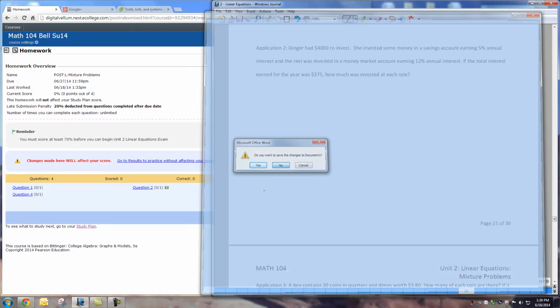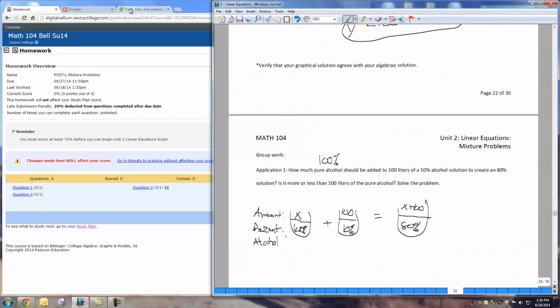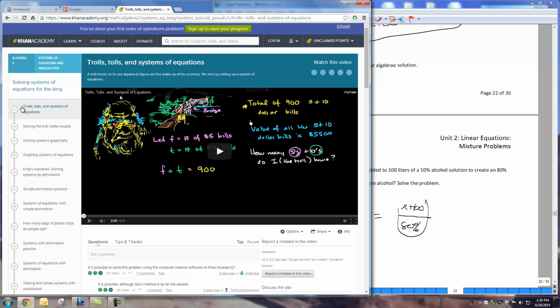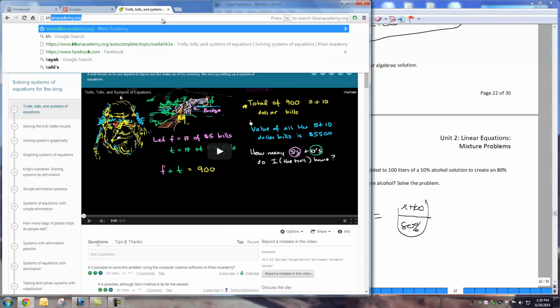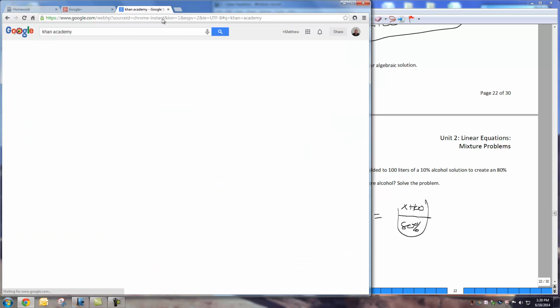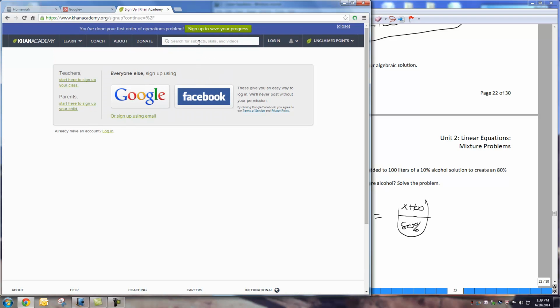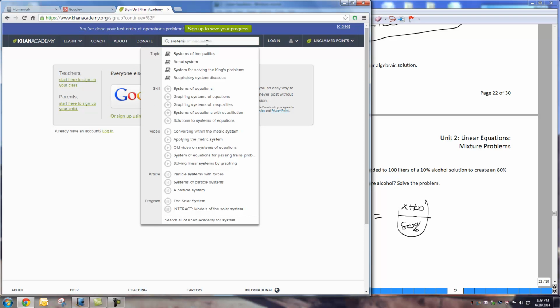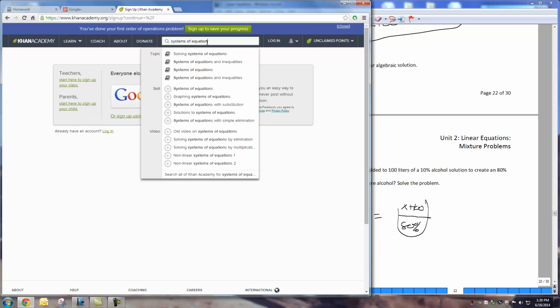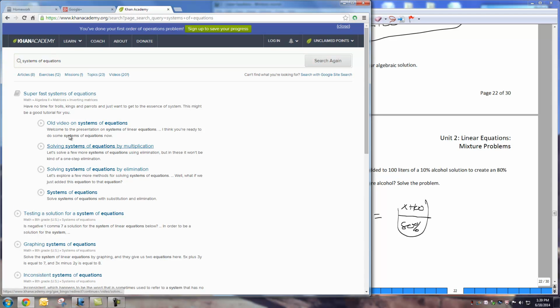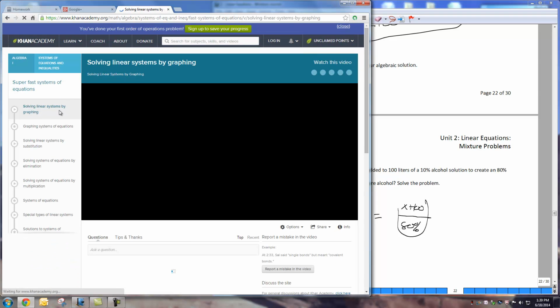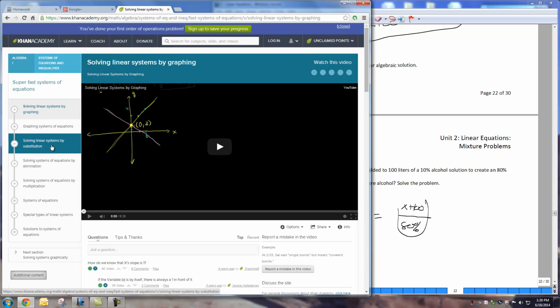If you guys have questions about this mixture problem stuff, let me know. There are some other ancillary sources. Here's Khan Academy. Type in Khan Academy and it pulls up khanacademy.org and has the search bar right here. Type in systems of equations. You don't have to sign in. Here's all of this: solving systems, super fast systems of equations, solving linear systems by graphing, solving by substitution, solving by elimination. So here's more videos to help you with this topic.